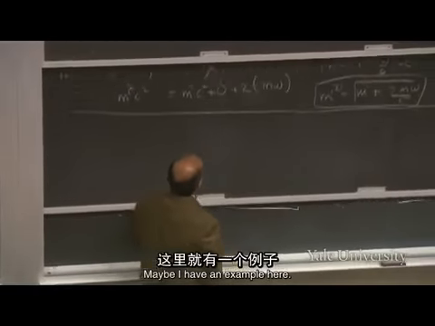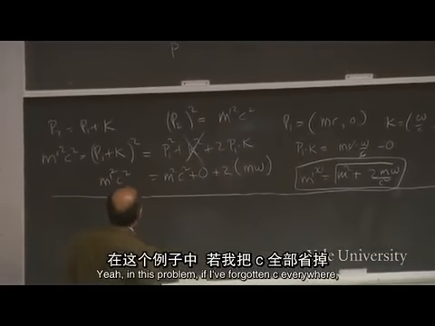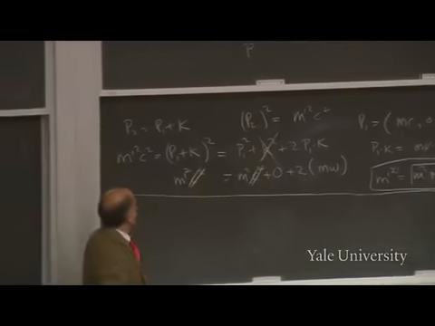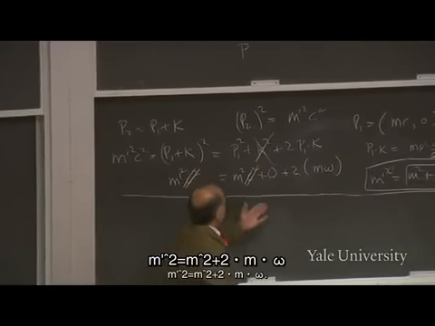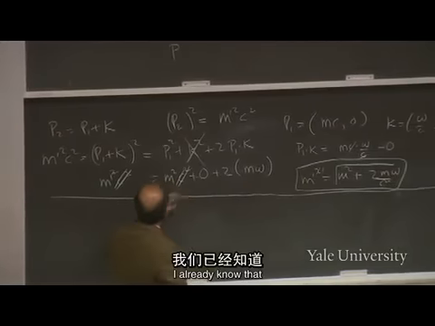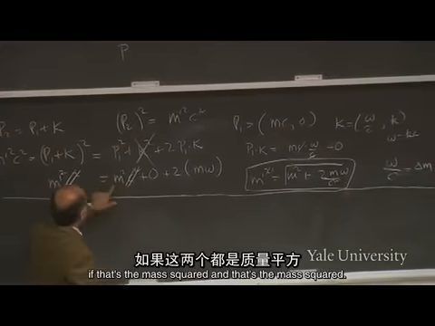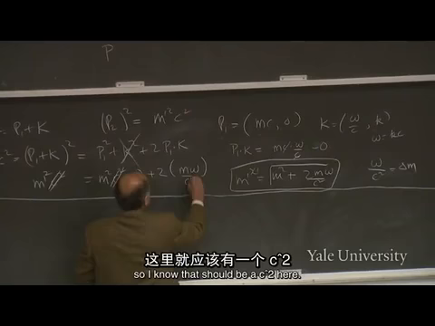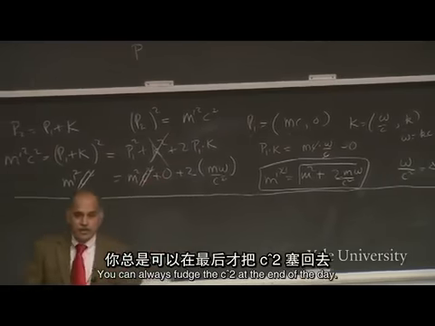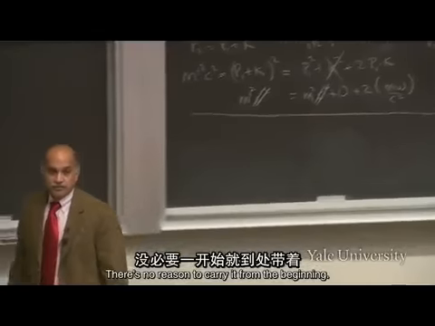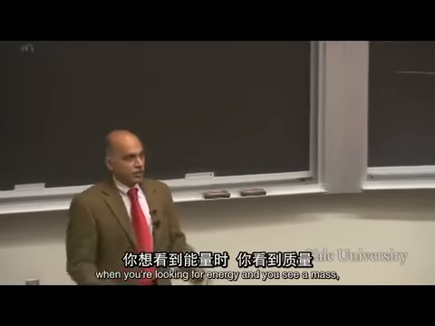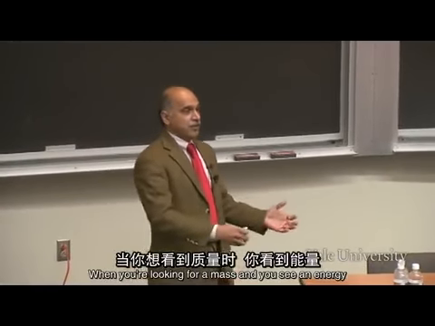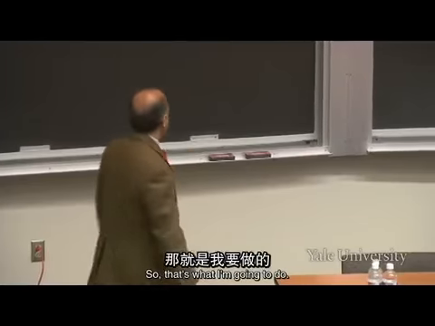Maybe I have an example here. Yeah, in this problem, if I'd forgotten c everywhere, I'll get an answer that looks like this. M prime squared is m squared plus 2m omega. I already know that if that's the mass squared and that's the mass squared, well, that's the mass and that's an energy, so I know there should be a c squared here. You can always fudge the c squared at the end of the day. There's no reason to carry it from the beginning. Just from dimensional analysis, when you're looking for an energy, you see a mass, put a c squared there. When you're looking for a mass and you see an energy and it should be a mass, divide by c squared.